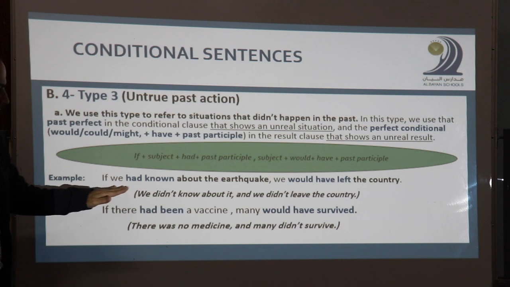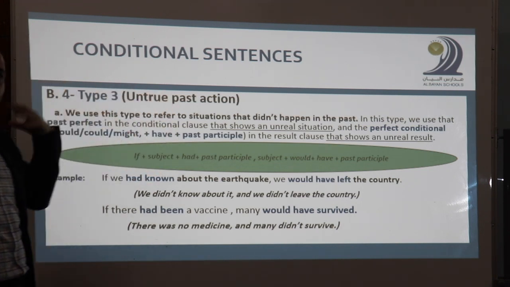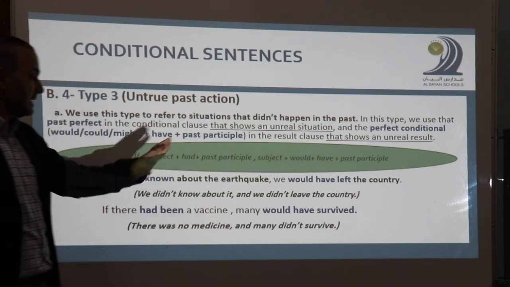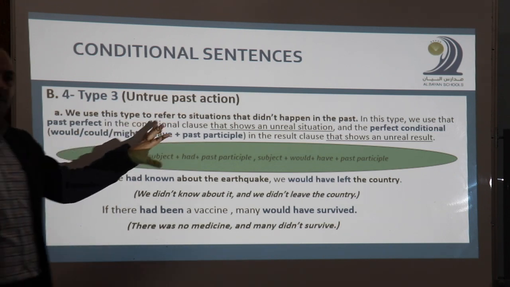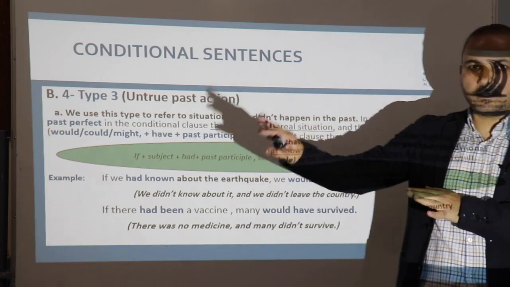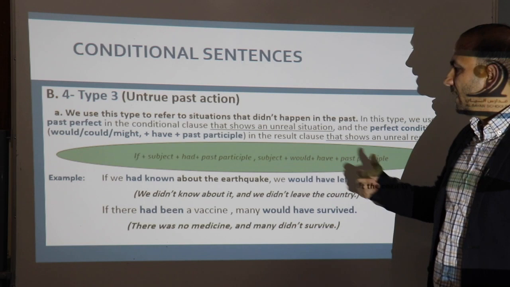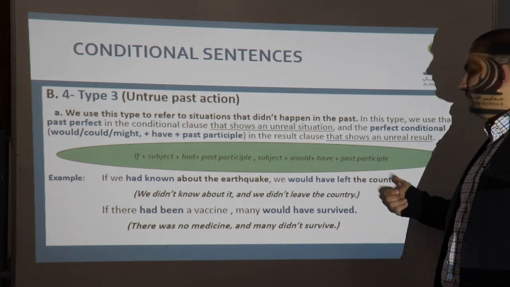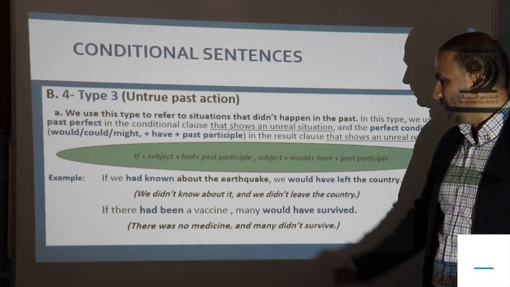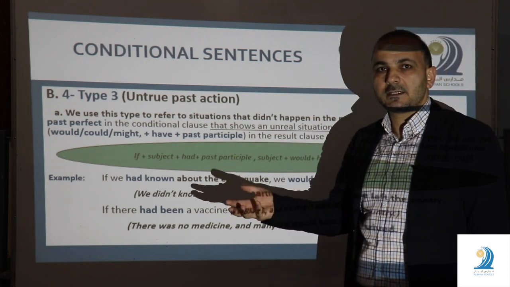Look please, if we had known about an action, you remember that we're talking about an unreal action that didn't happen in the past. It's unreal. Okay? If you remember, you say that if I had studied, I would have passed. I didn't study, I didn't pass. So here, if we had known about the earthquake, we would have left the country. I didn't know about the earthquake, and also I didn't leave the country. You ask me what happened next, I don't know.